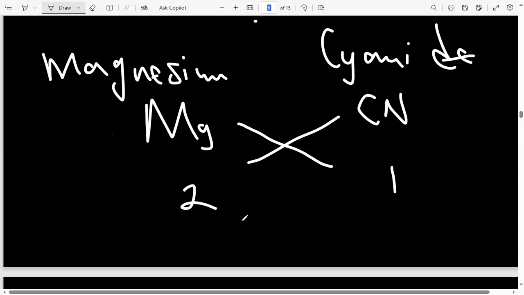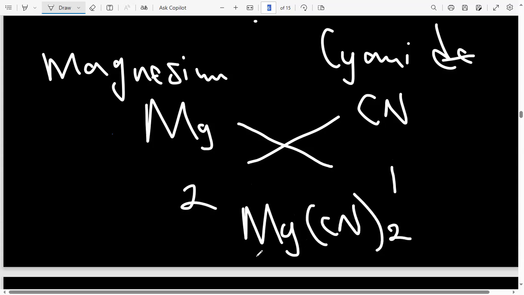So the Mg gets the 1, but I won't write the 1, and the CN gets the 2. This is the chemical formula for magnesium cyanide. It's very important for you to know those radicals, especially the common radicals, like the permanganate, the dichromate, the sulfate, the carbonate. You have to know them.